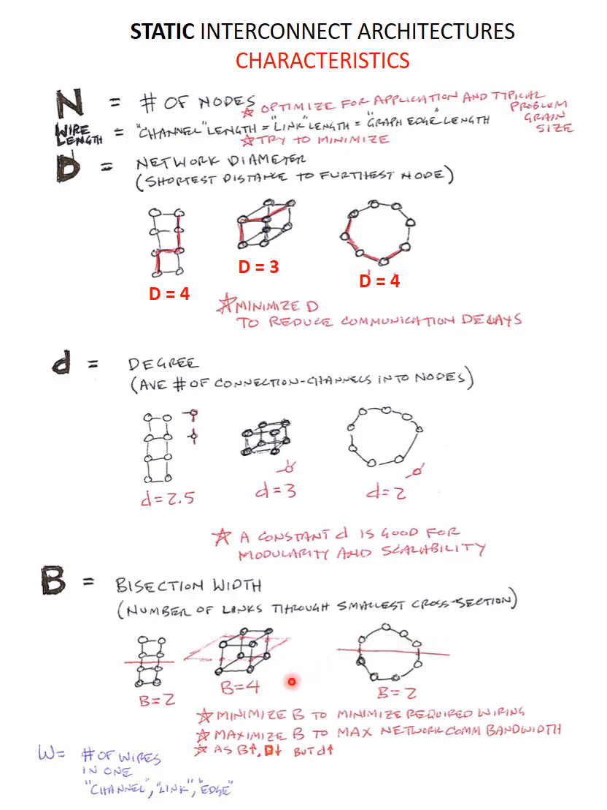We want to minimize B to minimize required wiring. We also want to maximize B sometimes for network communication bandwidth, given connection. So there's trade-offs there, and so you have to balance and optimize this. And in general, as the capital B goes up, a small d goes down, and the little d goes up.